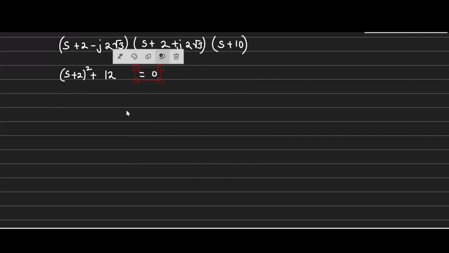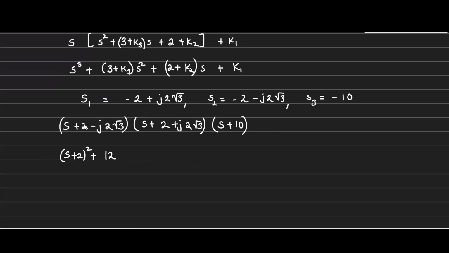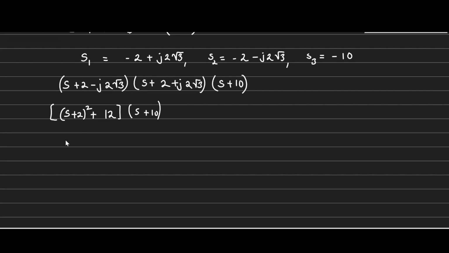Okay, so these two factors are just equal to that, okay? So that multiplied by S plus 10. Okay, so let us simplify. So this is S squared, plus 4S plus 4, and then plus 12, which is equal to 16, right? So that can be combined as 16. And then multiply this by S plus 10.